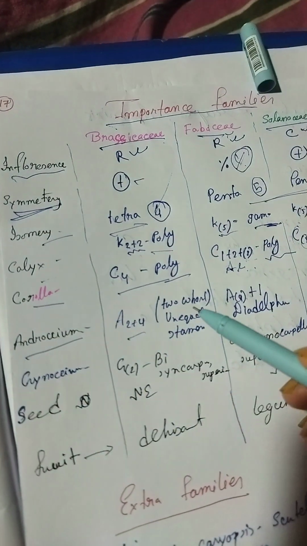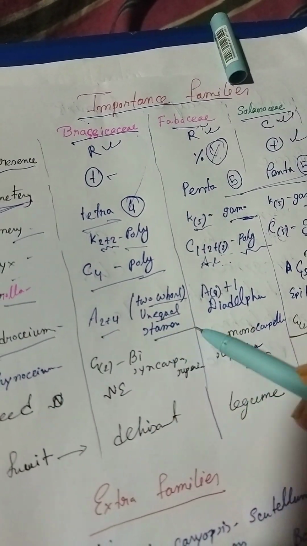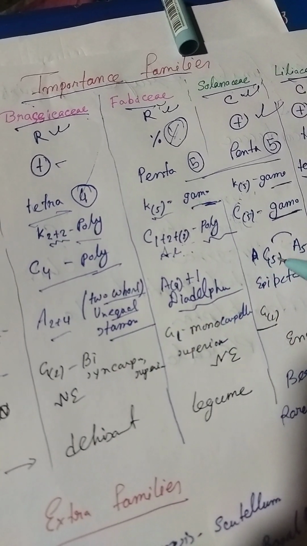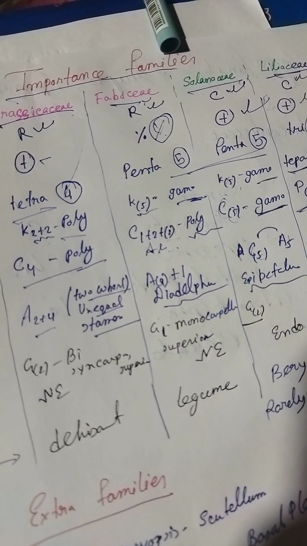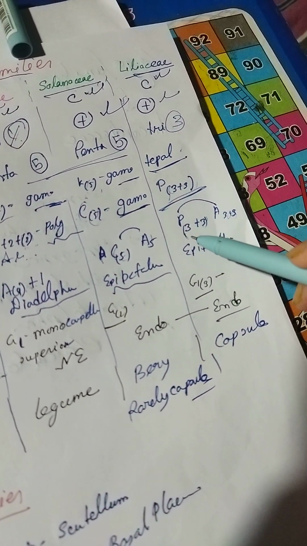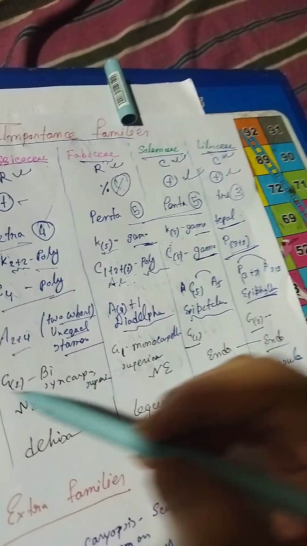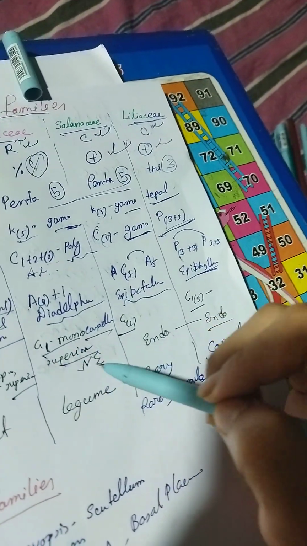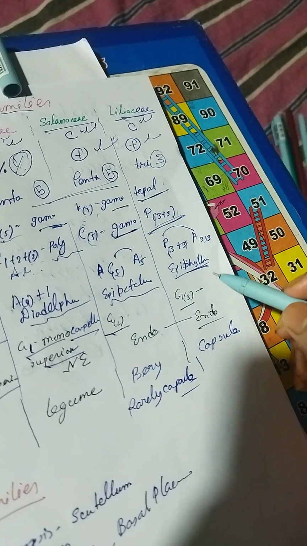Androecium A2+4, 2 whole unequal stamen. A(9)+1 is diadelphous. C(5) A5 epipetalous. P(3+3) A3+3 in bracket, this is epiphyllous. Gynoecium: G(2) bicarpellary syncarpous, G1 monocarpellary, G(3) tricarpellary syncarpous.